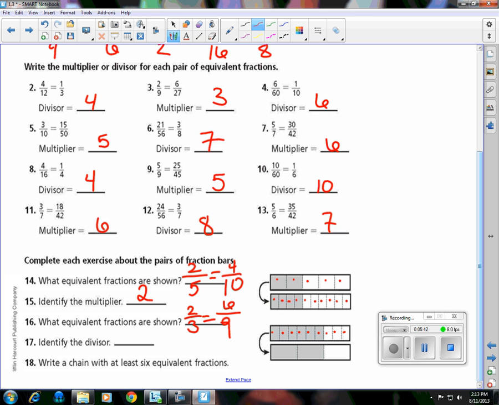Okay, now it's asking for the divisor. 9 divided by what is 3? 9 divided by 3 is 3. Okay. Write a chain with at least 6 equivalent fractions. I want you guys to make up your own chain. Don't go crazy here. Pick smaller numbers. Don't go more than a 2-digit number on the numerator or denominator. All right? And we'll see you back in class.